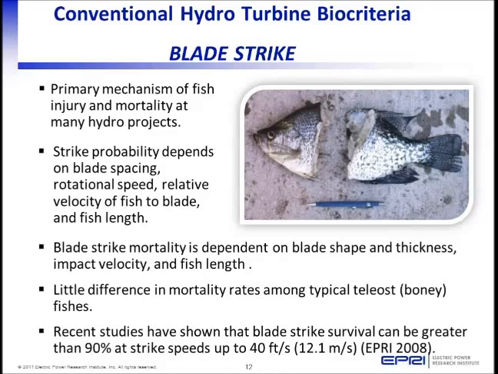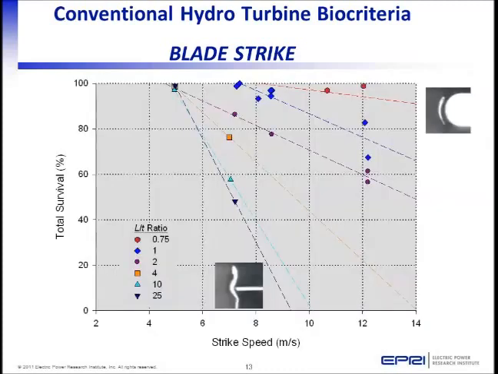There's little difference in mortality rates among the various bony fishes, and that helps in terms of transferability of modeling, laboratory, and field results from one species to another. Recent studies have shown that survival from blade strike can be greater than 90% at speeds up to 12 meters per second. Next slide, please.